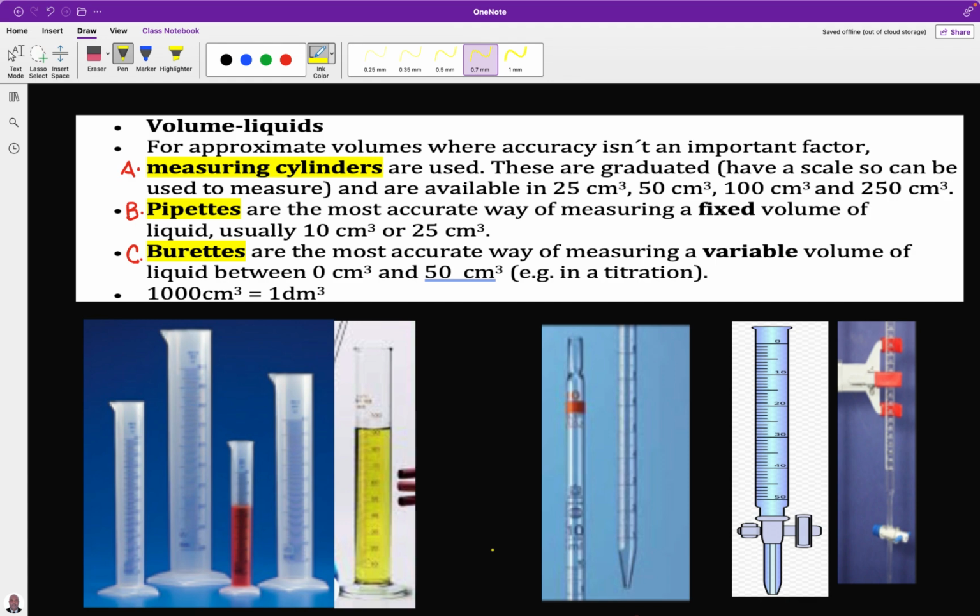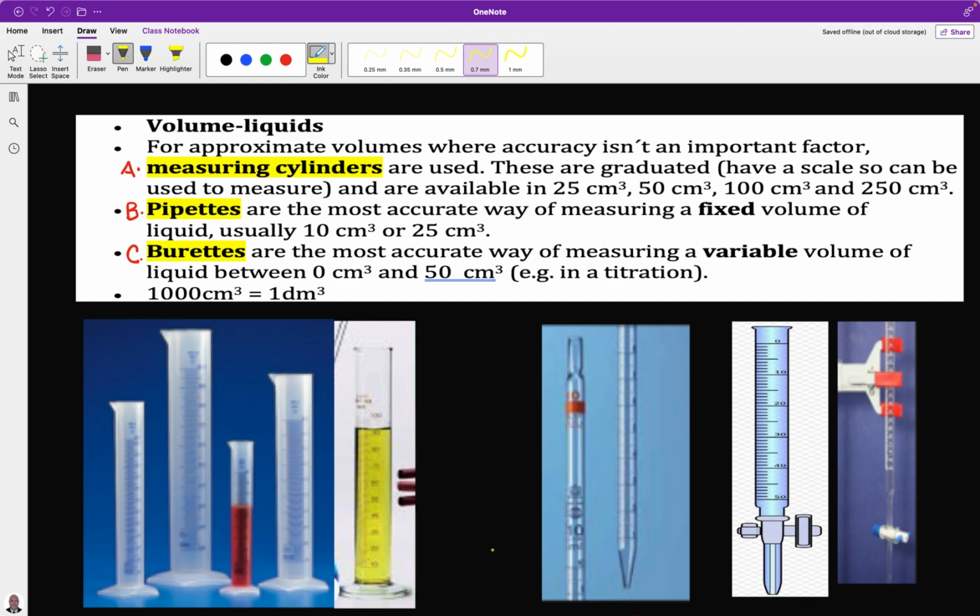Measuring cylinders come in different scales. We have 25 cm cube, 50 cm cube, 100 cm cube, and we also have 250, even right up to 400, measuring cylinders.